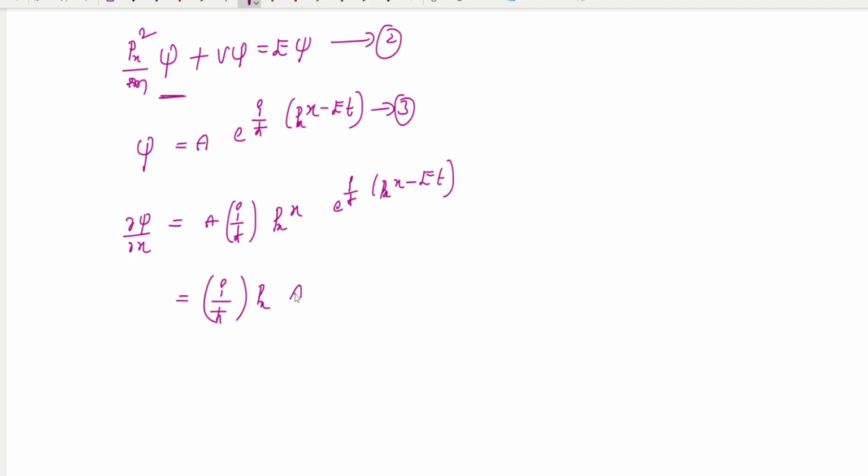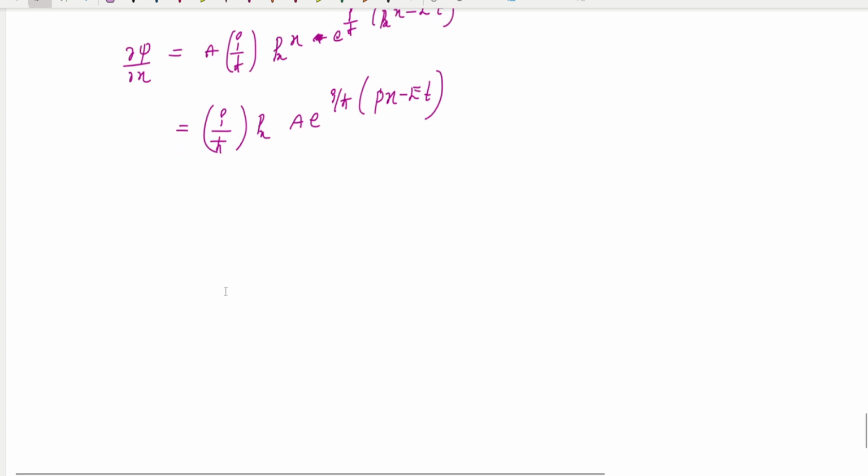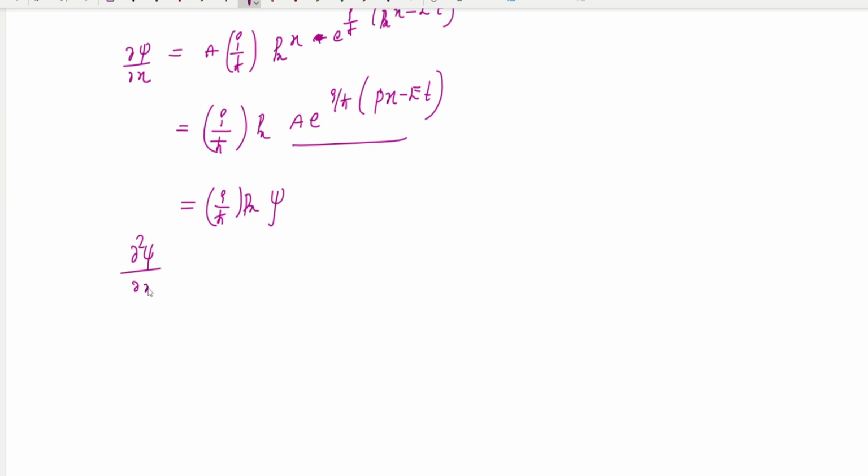Therefore I'm going to arrange this equation like this: ∂ψ/∂x equals (i p_x/ħ) times the wave function psi. Then if you apply this to the second differential equation, you get −1/ħ² p² ψ. Therefore I'm going to write p² like this: p² ψ equals −ħ² ∂²ψ/∂x².